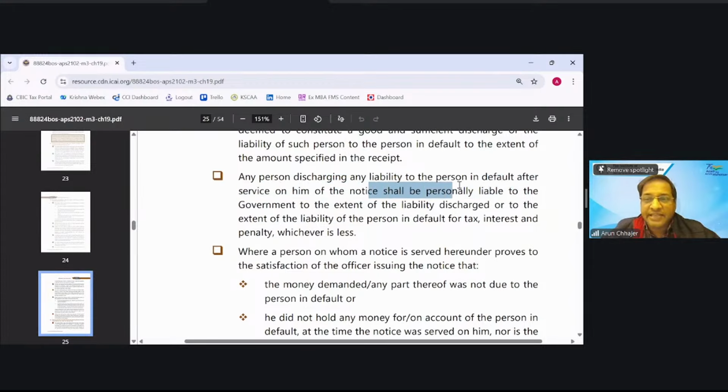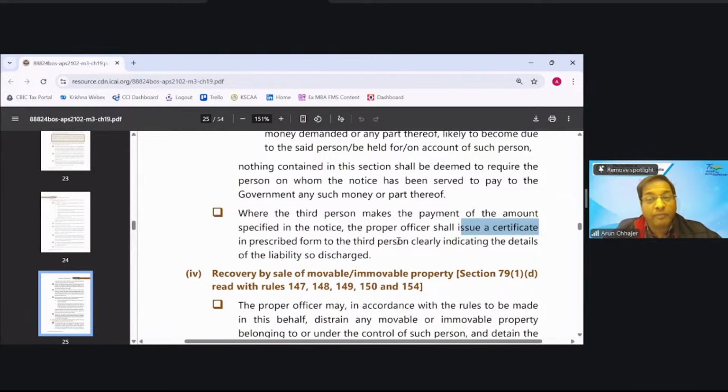ठीक है. Where the third person made in the prescribed form to the third person clearly indicating the details of the liabilities to discharge. और वो सर्टिफिकेट उसके काम में आएगा जब भी वो वापस लैंडलॉर्ड मांग रहा है या वापस क्रेडिटर जो भी डिमांड कर रहे हैं, सप्लायर अगर डिमांड करे मनी तो दैट सर्टिफिकेट वुड बी अवेलेबल विद इट.